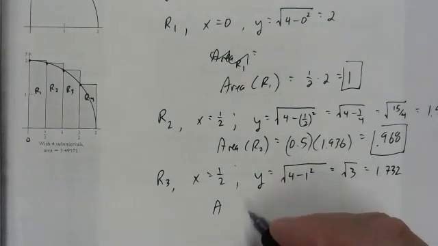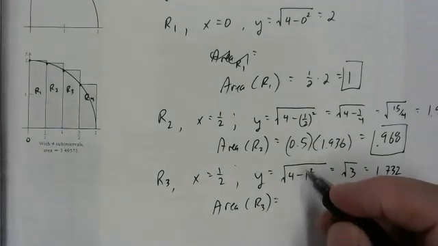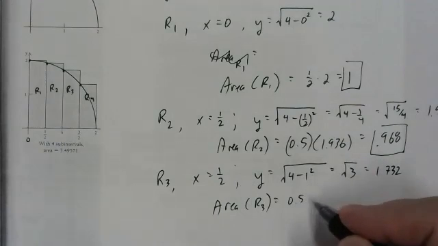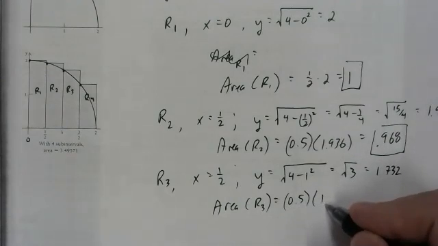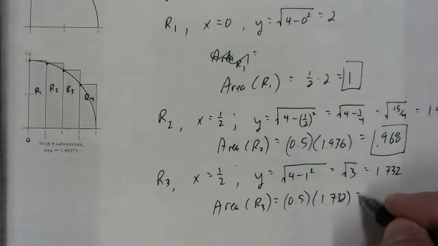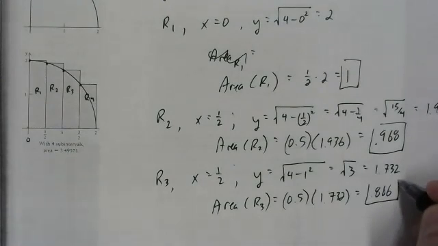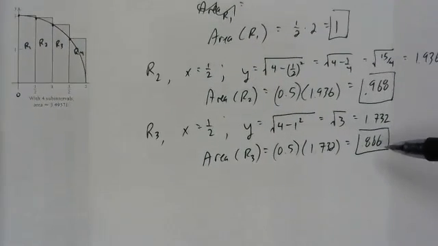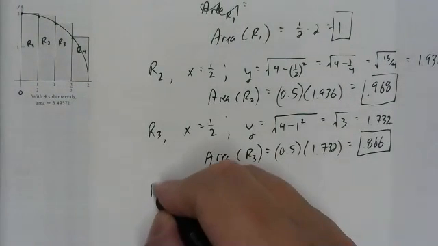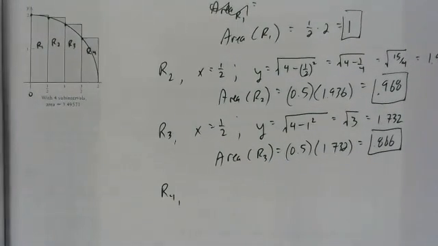So the area of my third rectangle, once again, the width is always 0.5, and the height is 1.732. And that's 0.866. Area of rectangle 1, area of rectangle 2, area of rectangle 3. Like I said, this is not that hard once you see what's going on. It's just tedious. It's just a bunch of busy work.